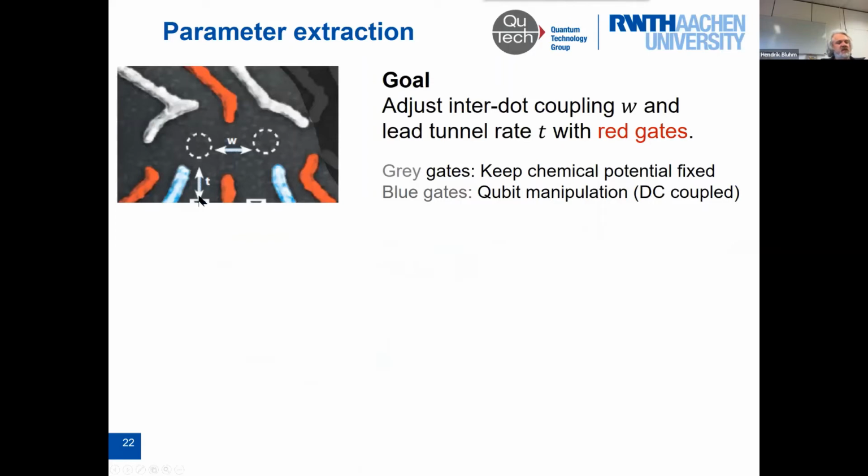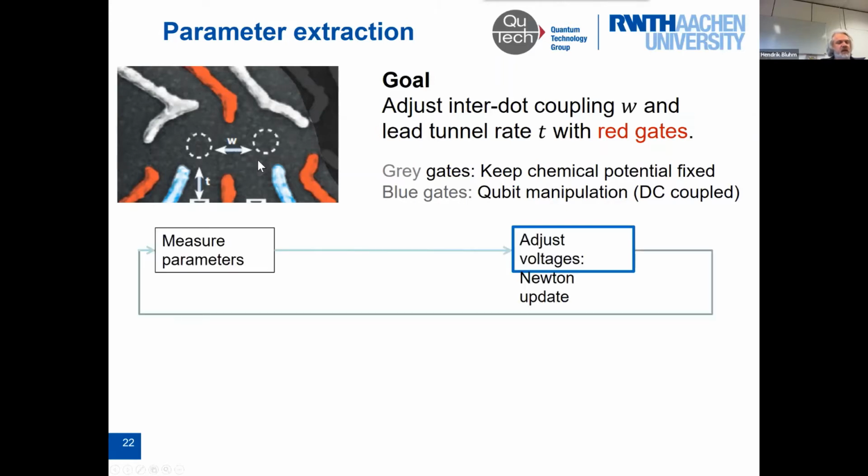And what we did here as a test problem is to simultaneously tune the tunnel coupling between these two quantum dots, as well as the tunnel coupling to the lead. So a two-parameter tuning task, and that's in some sense a minimum that needs to be controlled to operate this as a qubit. The tuning is done by adjusting the voltages on these red gates that affect these tunnel barriers. The procedure is again iterative. We measure the parameters and adjust the voltages.